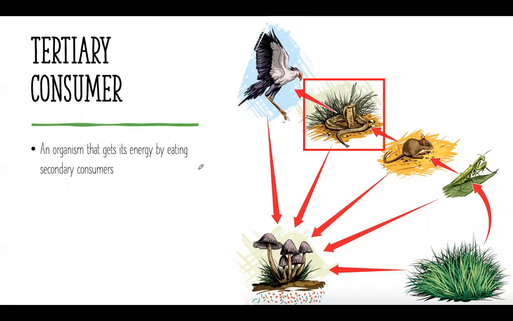Tertiary consumers. A tertiary consumer is an organism that gets its energy by eating secondary consumers. We can see that this is our producer. Our producer is going to get eaten by this primary consumer, then that gets eaten by the secondary consumer, and then this is going to get eaten by the tertiary consumer. That's why we have this gigantic red box, because it's a tertiary consumer. This is our primary, this is secondary, this is our producer, and this is tertiary. We can also see decomposers here.